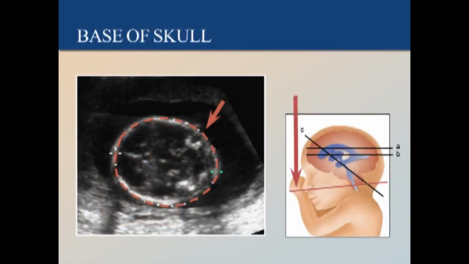The orange line on the diagram is a transverse cut through the base of the skull. The white hyperechoic structures at the arrow are bones at the back of the skull base. Please pause the video now so that you can take a moment to ask your trainer any questions that you may have about the head or the brain.